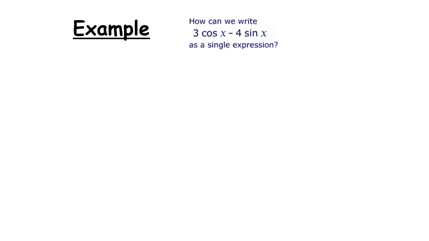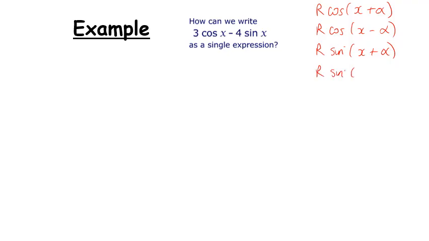Something else that's really important on this topic is that the examiner might not always tell you how to write the expression. There are 4 possible ways of writing something like this. R cos of x plus alpha, r cos of x minus alpha, r sine of x plus alpha, and r sine of x minus alpha.